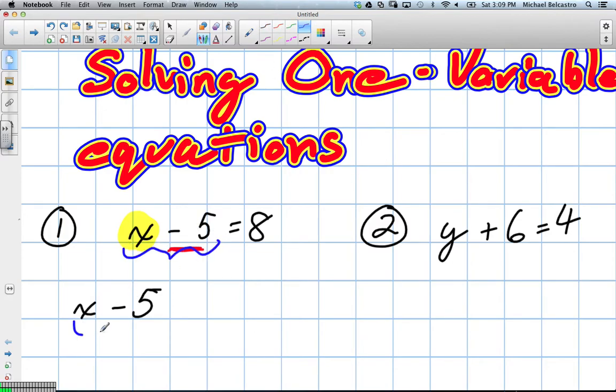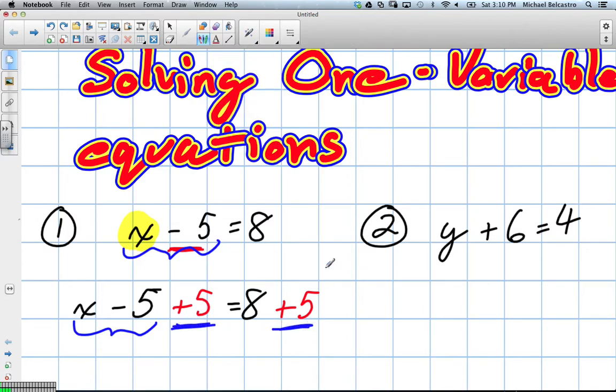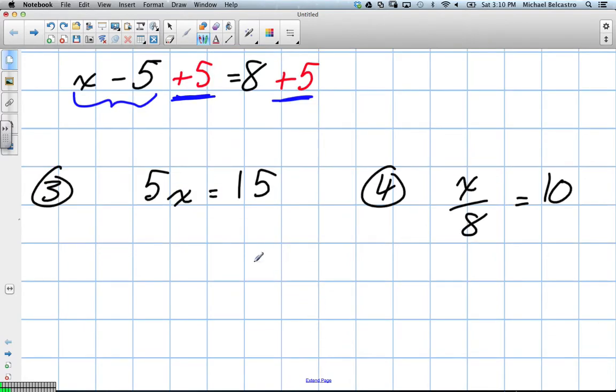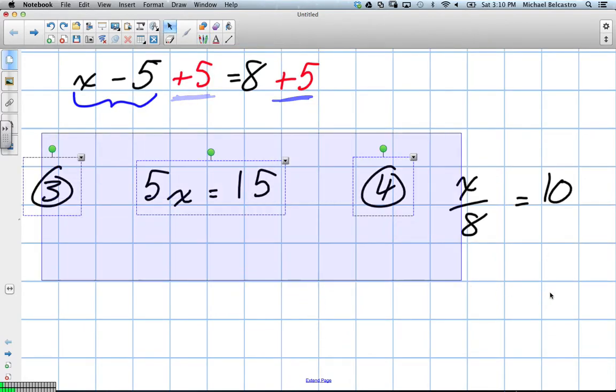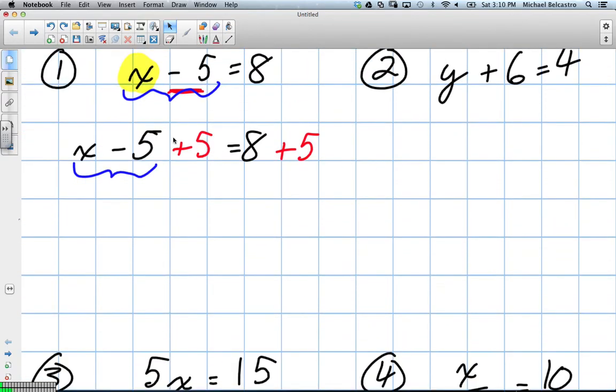And we'll have x minus 5, but all we're going to do is add 5 to the left side of the equation. And on the right side, we're going to add 5 again. So essentially what we've done here is we've added 5 to both sides of the equation. Now what we're going to do is simplify each side, okay? So -5 plus 5, what does that equal?